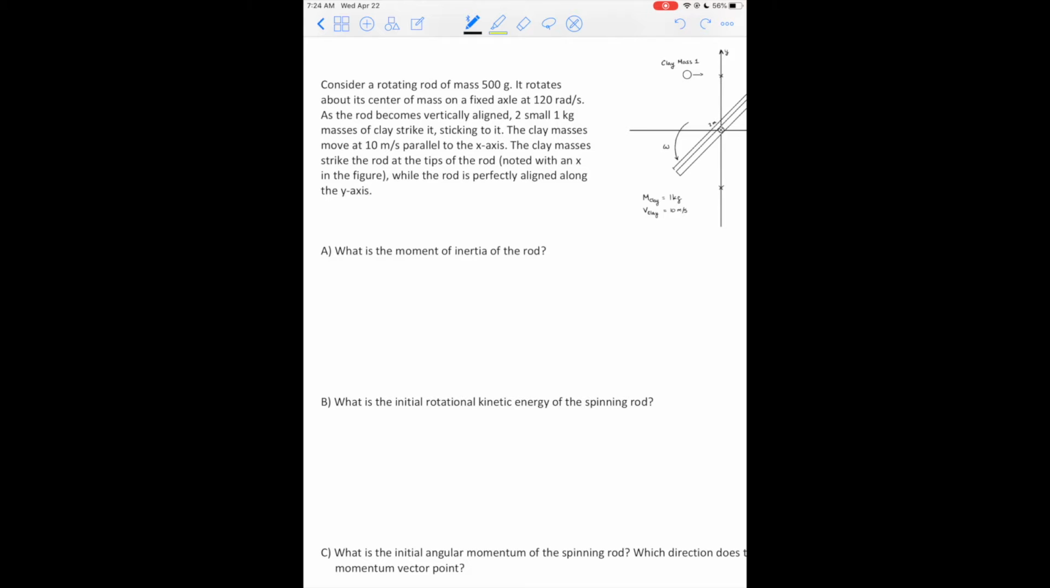What's the moment of inertia of the rod? So this is a lookup, right? We know that the axle is going through the center of mass of the rod. So we can look that up. And if we do, we find that I of the rod is equal to 1/12 ml squared.